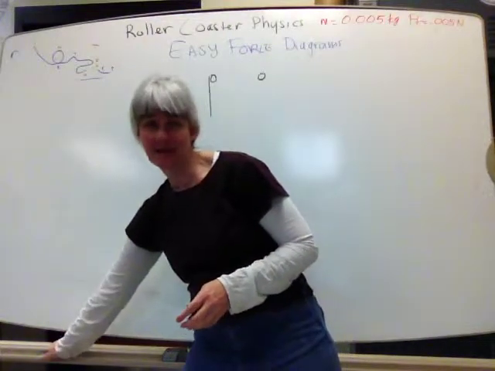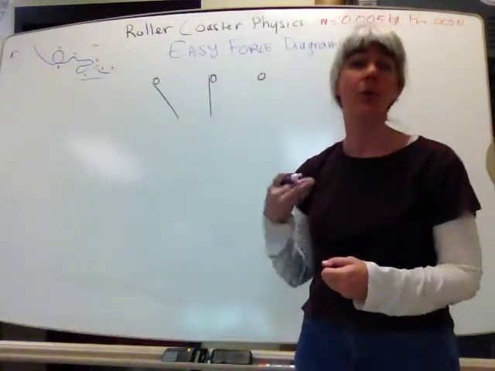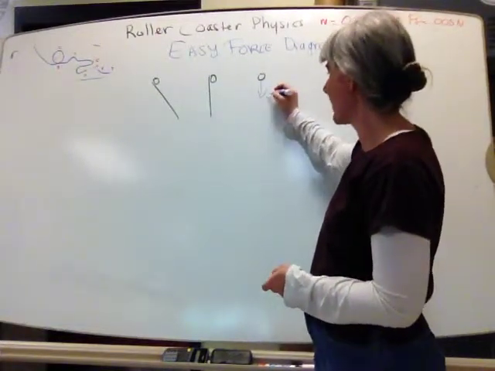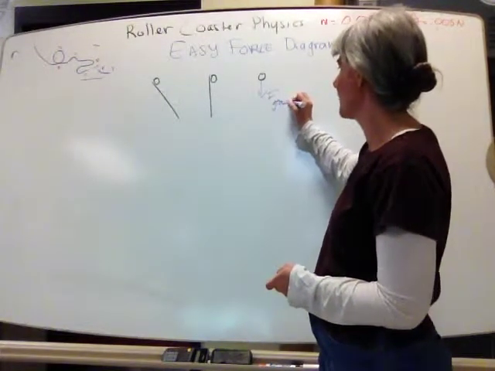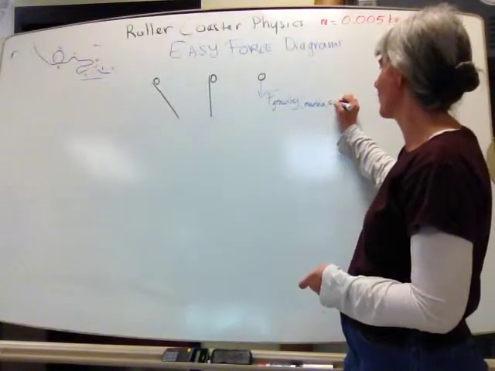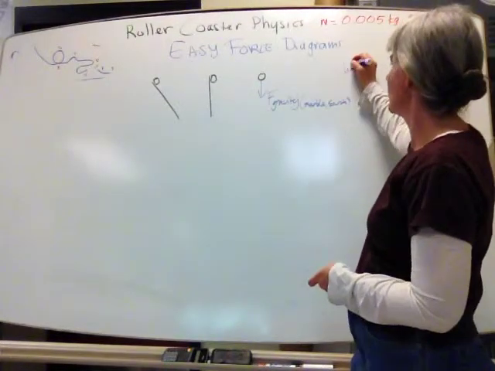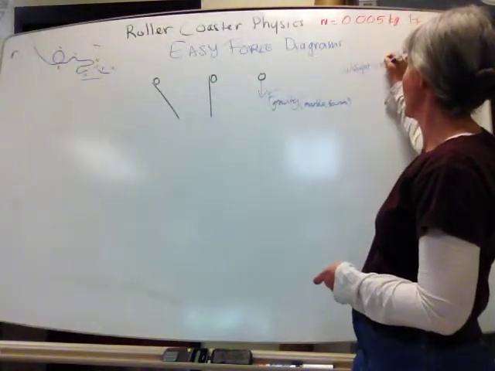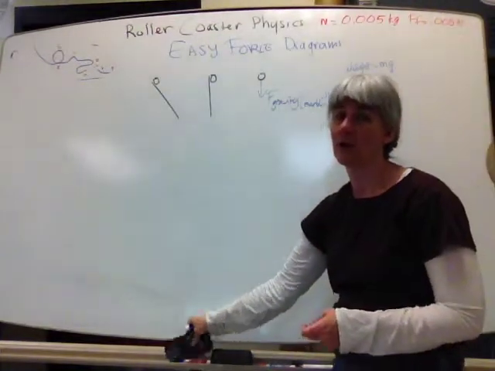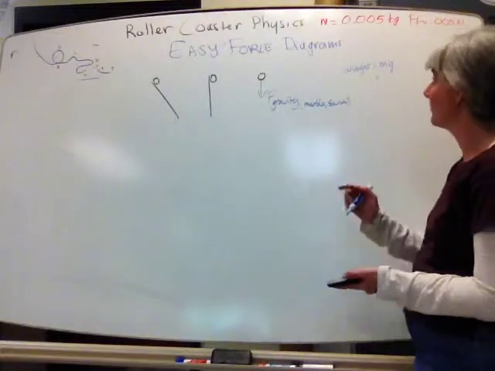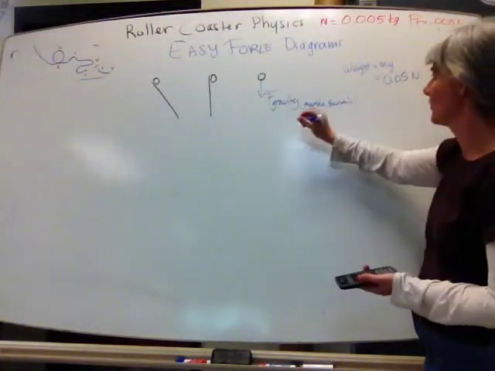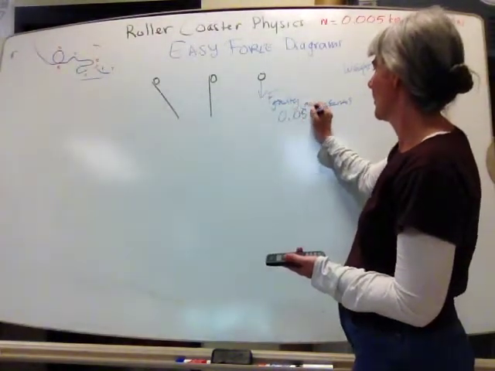For every single force diagram, there's the weight of the marble. The weight of the marble always goes straight down. You can call it the force of gravity and say it's on the marble from the earth. And it's equal to the mass times the acceleration due to gravity. I've been using 10 for my acceleration due to gravity. So if I have 0.005 times 10, I'm going to get a weight of 0.05 newtons. So that gives me a number on this weight.